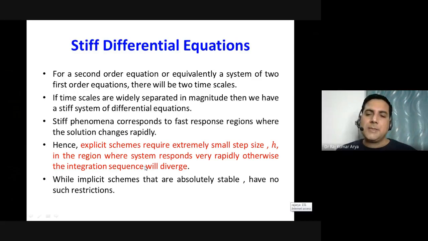Sometimes, if your function value is very, very large and it is somewhere in the denominator, it will become an ill-conditioned matrix. The function value becomes too large actually. So sometimes explicit techniques also fail. But implicit techniques are always stable, therefore those are used for stiff differential equations.